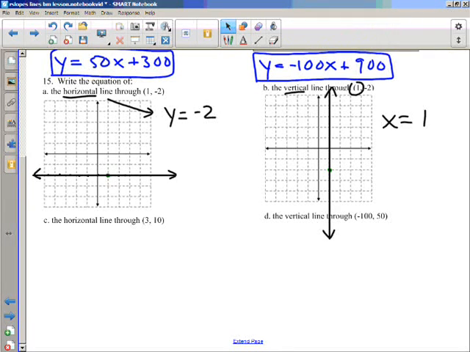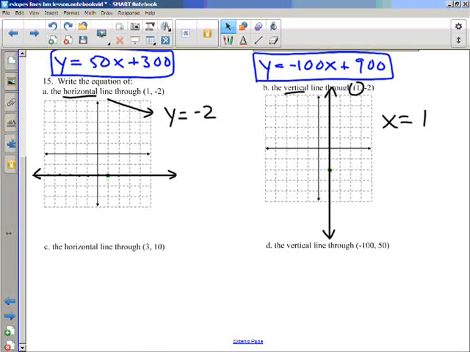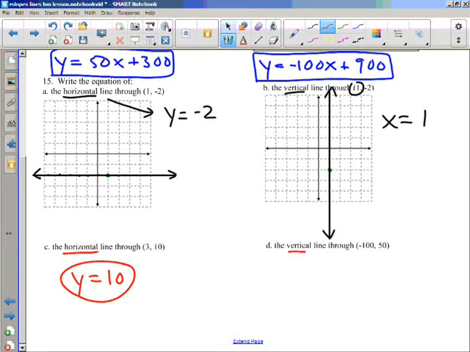Now I want you to take a moment and see what you can do with questions C and D. See if you can write the equations for a horizontal line through the point (3, 10) and a vertical line through the point (-100, 50). Hit pause, see how it goes. Okay, based on the previous problem, the horizontal line will be a y equals equation, and it has to pass through the y coordinate of 10. So y equals 10 is our answer. Likewise, this vertical line is going to be an x equals, and it has to pass through the x coordinate, in this case, -100.